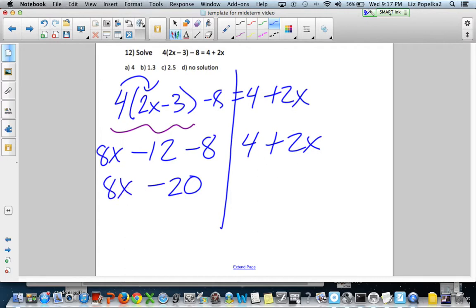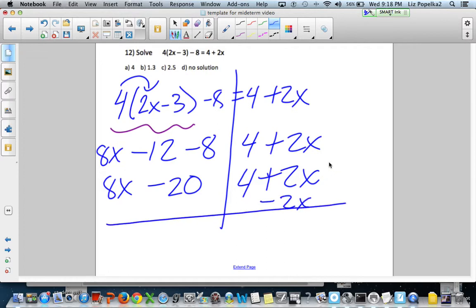I'm going to bring down my 4, plus 2x. So now that's as simple as I can get. I've got 8x minus 20 over here. I've got 4x plus 2, or 4 plus 2x over here. So I got to get rid of one of these x's. I'm going to get rid of the 2x for no particular reason, just because it's smaller. And I'm going to cancel. That's going to leave me with a 4.